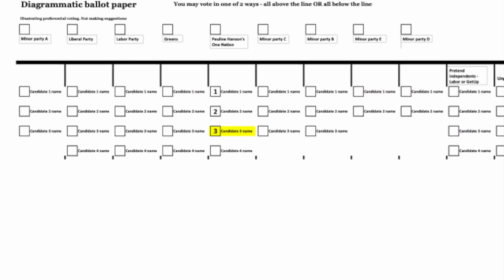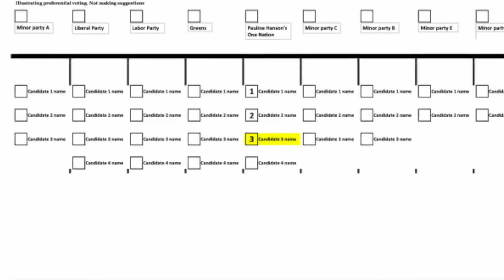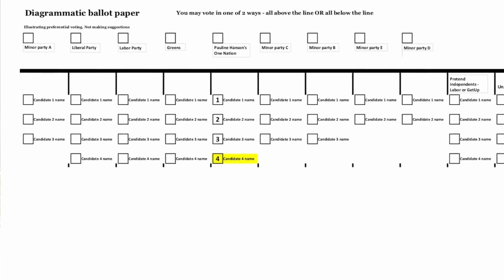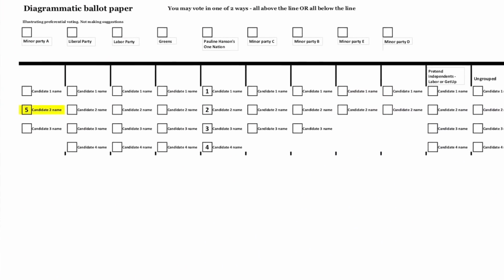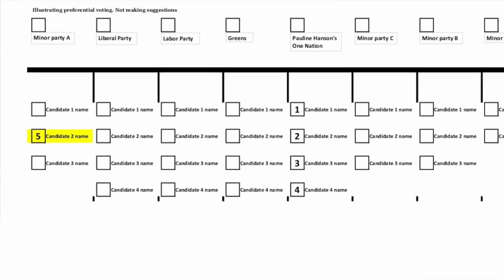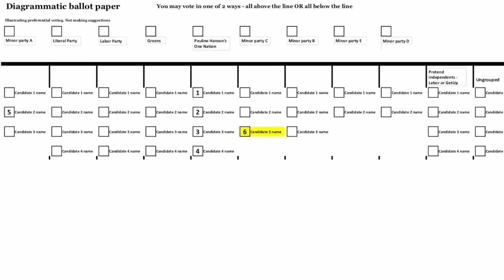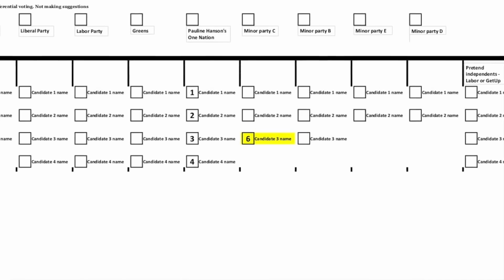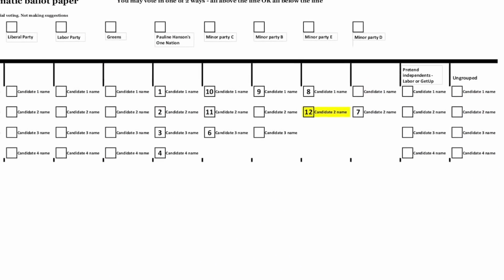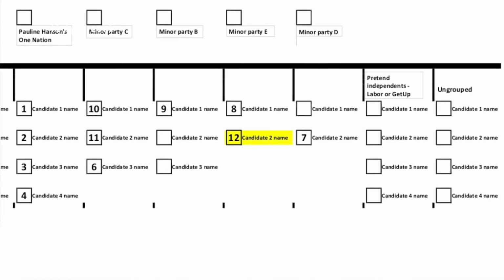Then write the number 3 next to the candidate you prefer third best. Write a 4 next to the candidate you prefer fourth best, and so on all the way to at least 12. Voters can, if they want, mark numbers next to more than 12 candidates, and if they do that, must write numbers in sequence starting with the number 1. Voters can vote for an individual candidate in any order on a party or group list. For your vote to be counted, and for you to have a say in who represents you in Canberra, if you vote below the line, you must number at least 12 candidates.